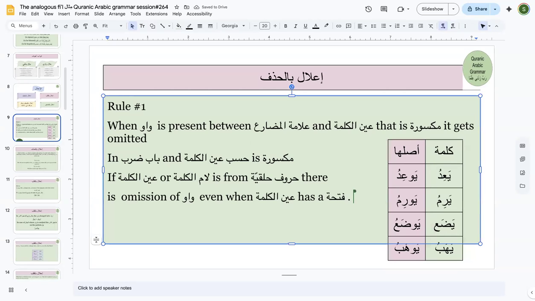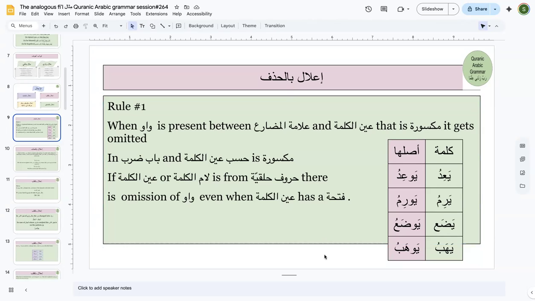What are harufe halqiya? Who can remind me of harufe halqiya? Your Hamza, ha, ainul, ha, ghainul, kha, right? Everyone? Anytime you find your second letter, which is from harufe halqiya, or your third letter is from harufe halqiya, what are you going to find? That waw gets omitted. Okay? Everyone got it?